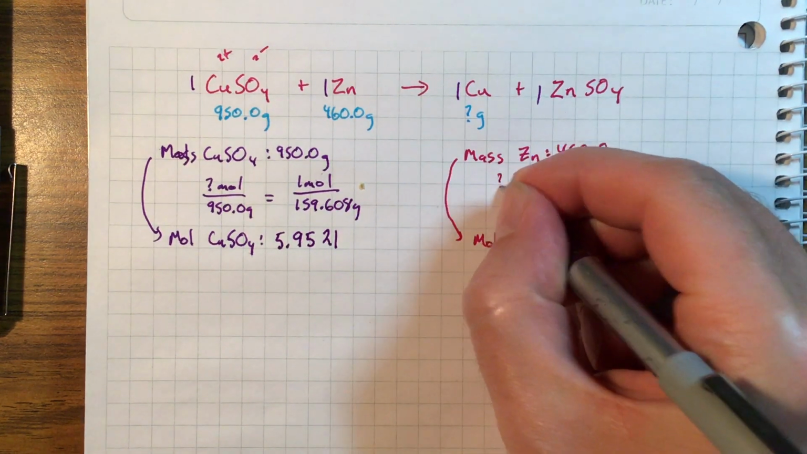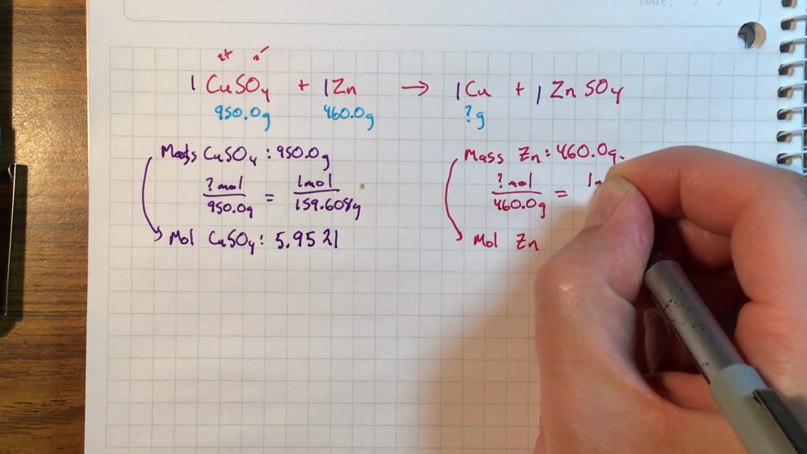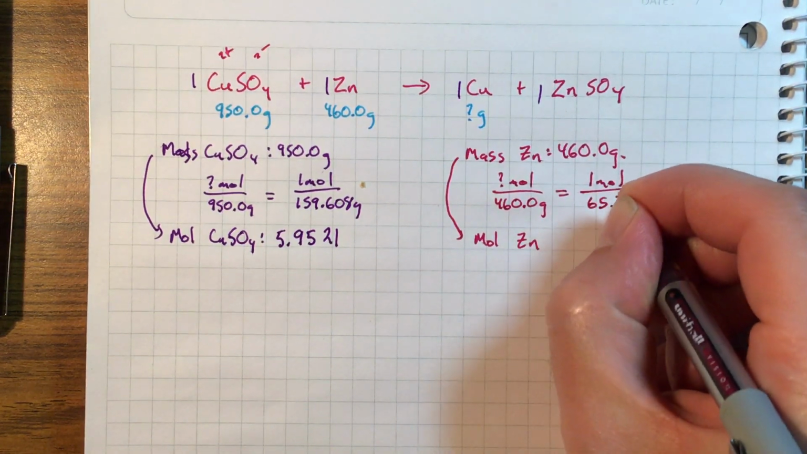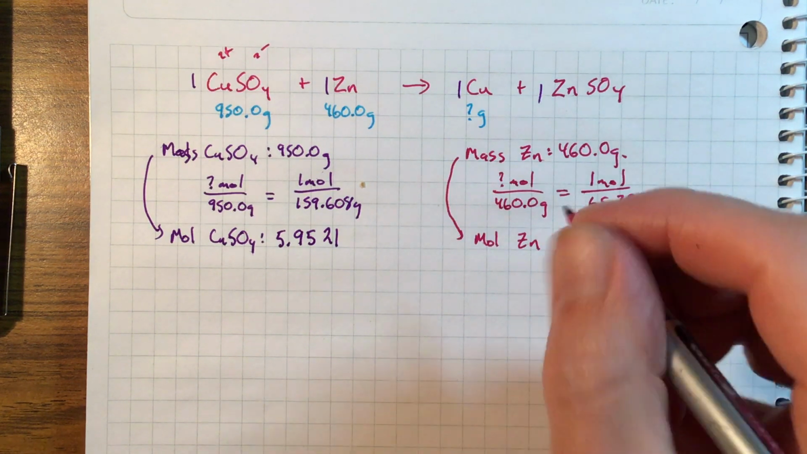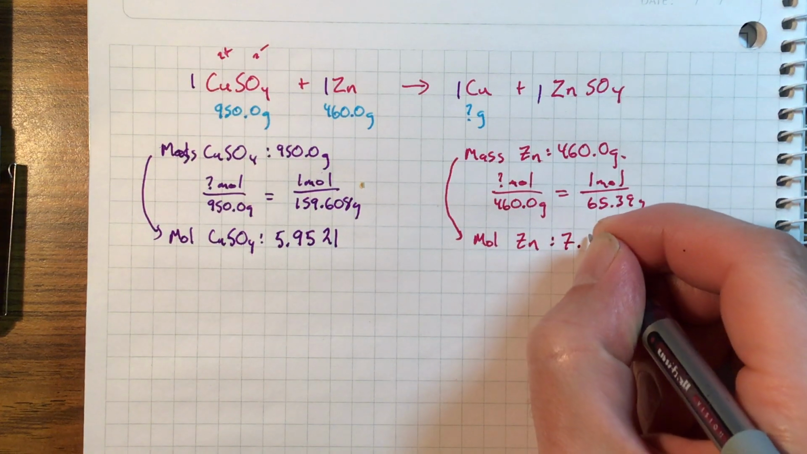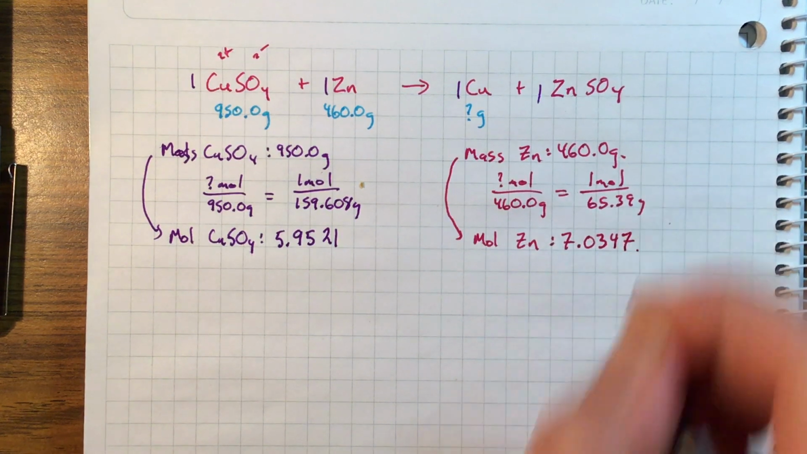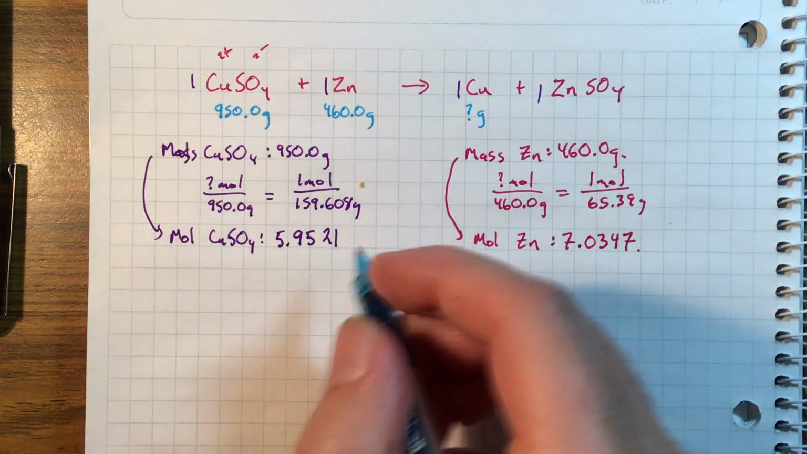This guy over here, how many moles in 460.0 grams? If 1 mole has 65.39 grams. So we do our 460 divided by 65.39. We get 7.0347. Okay. Now, because you don't have to worry about the excess amount, we just need to figure out which one's limiting. We only need to test one of them.